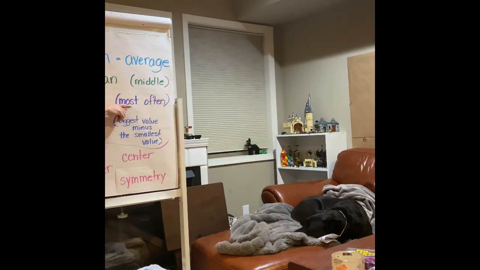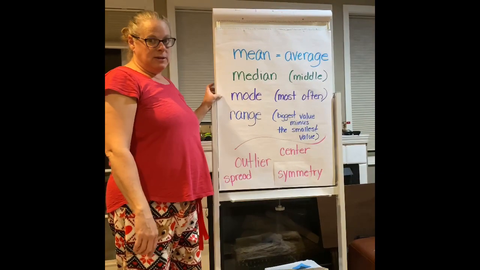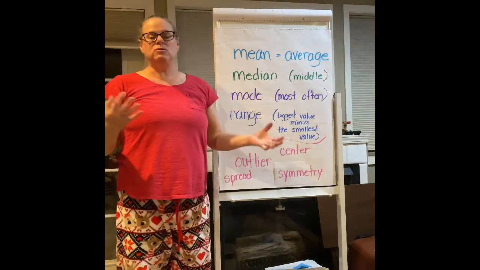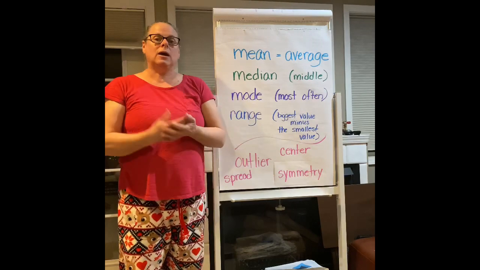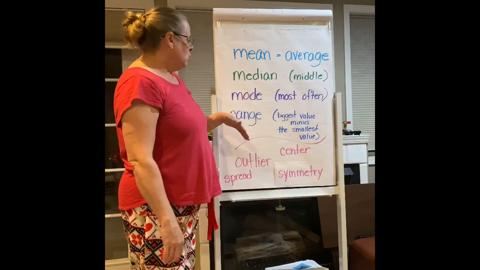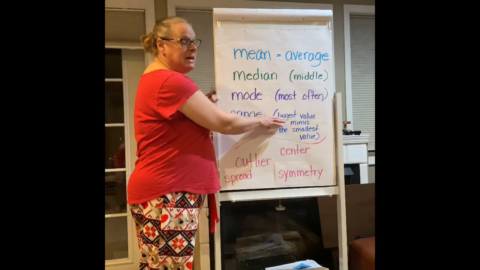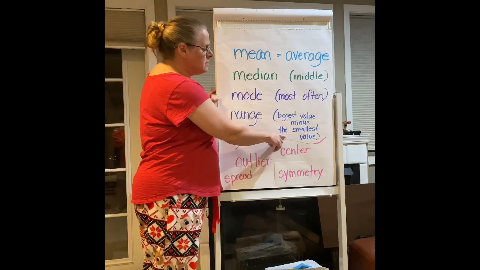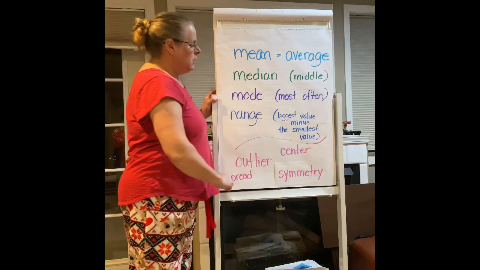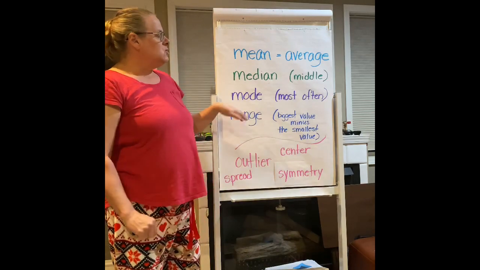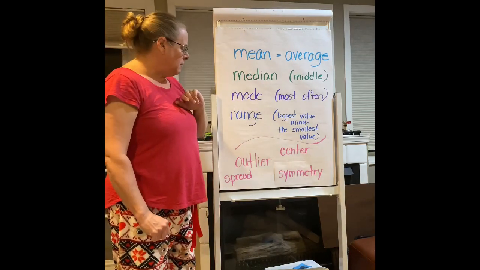Mode is the thing that occurs the most often. So whatever guess, whatever piece of data that you're working with that comes up the most, that's your mode. And finally, range. It's going to be the biggest value minus the smallest value. All right, so we'll go over these again in just a moment when I show you our dot plot.